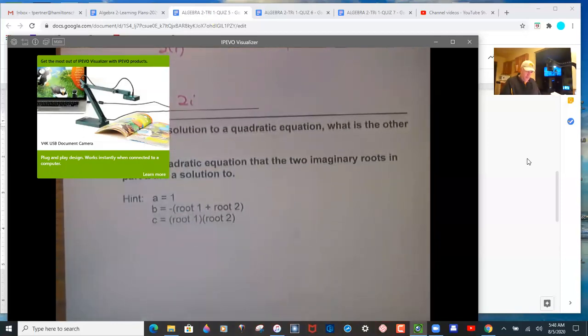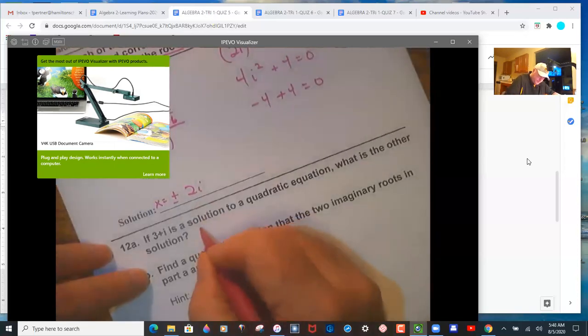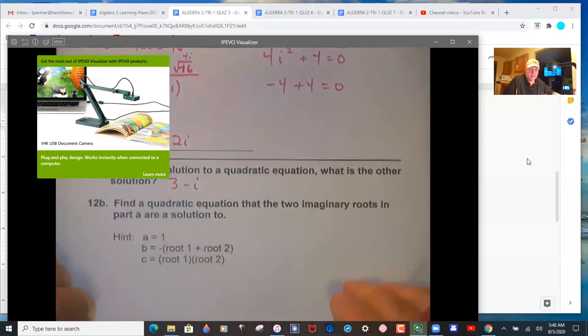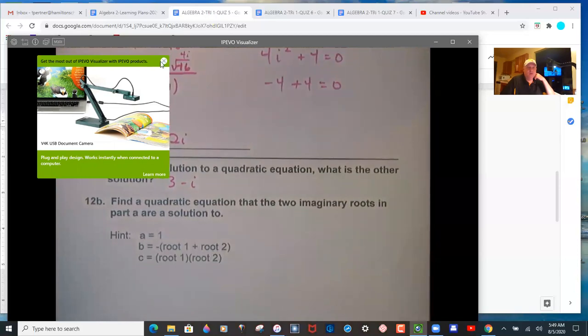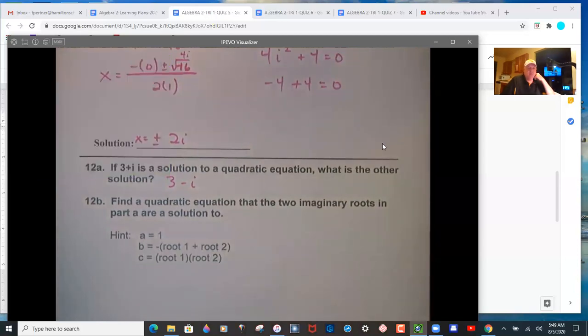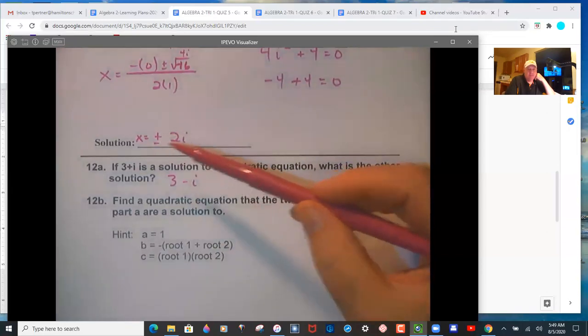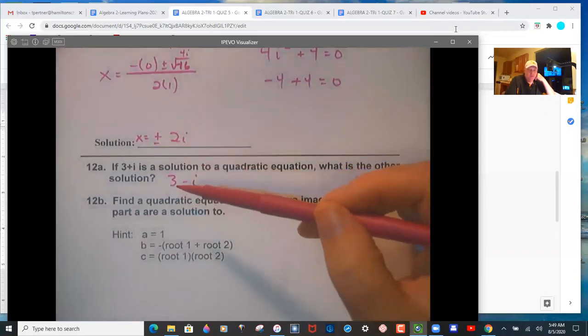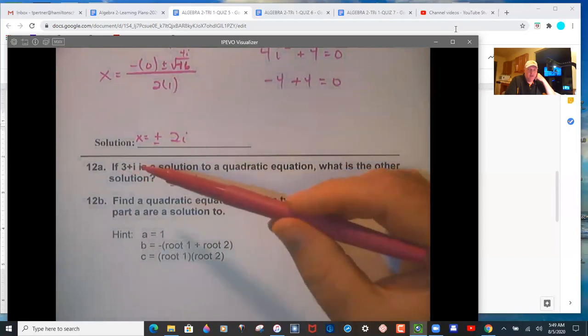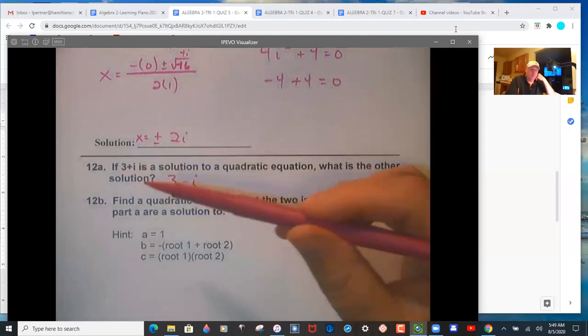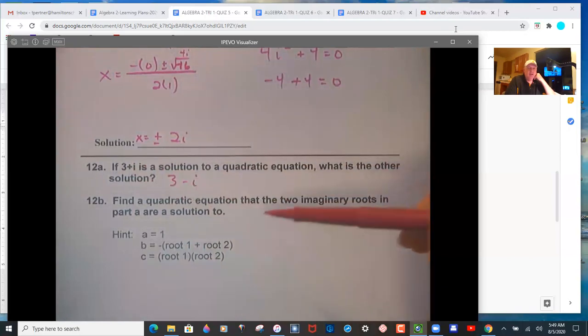12 part A, if 3 plus i is a solution, then 3 minus i. So there is a rule with imaginary solutions that they occur in what are called conjugate pairs. So what's a conjugate pair? If there's no number in front, they're opposites. If there is a number in front, the signs switch. So 3 plus i, then 3 minus i. Or if I gave you 3 minus i, then 3 plus i. If I said 5 plus 2i, then 5 minus 2i is a solution.